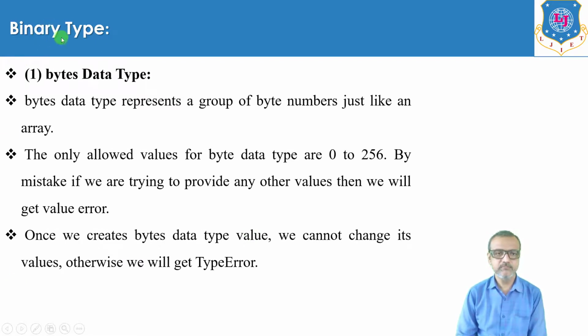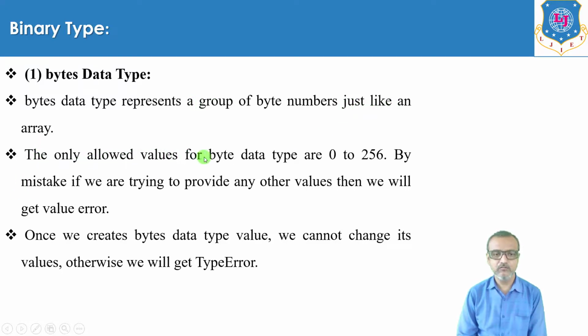Now we will see binary types. So in binary types we have 2 data types. One is bytes data type and then after bytearray data type. So first of all we will see bytes data type. Bytes data type represent a group of byte numbers just like an array.